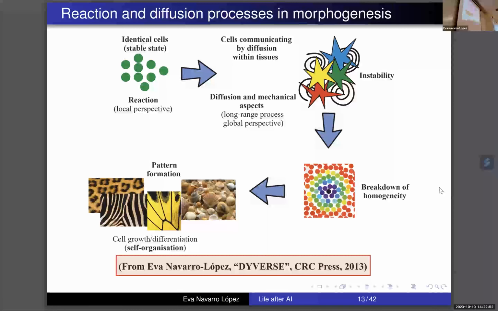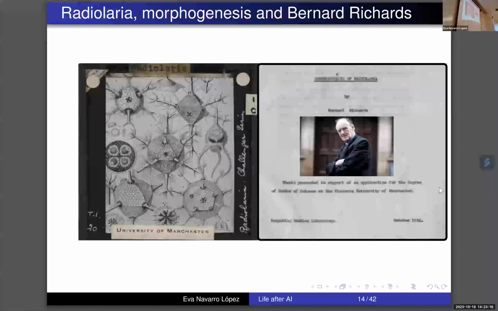So you have reaction and diffusion processes. Reaction is the local. I'm not going to go into that. You have some kind of local behavior, chemical behavior, and then you have the diffusion behavior, which is like the global behavior. And then suddenly there is an instability, you break homogeneity, and then you have the growth or differentiation of cells, for example. That is the self-organization.